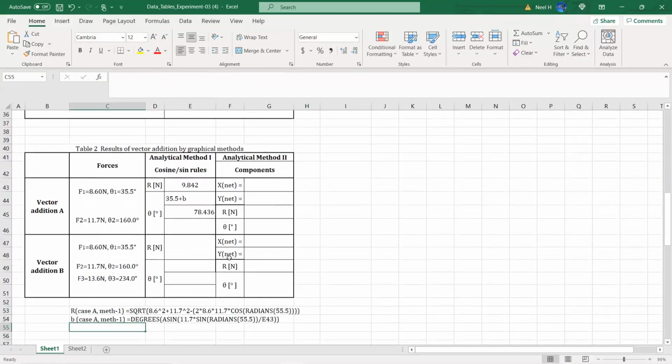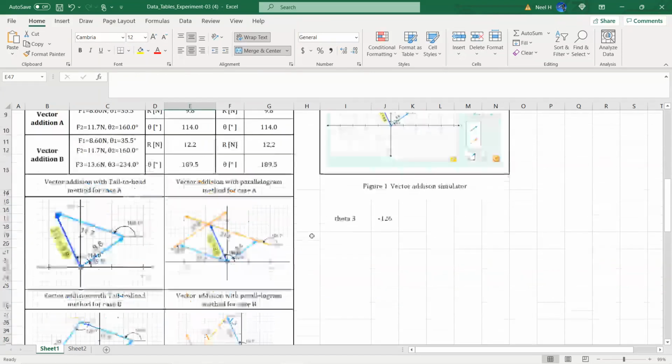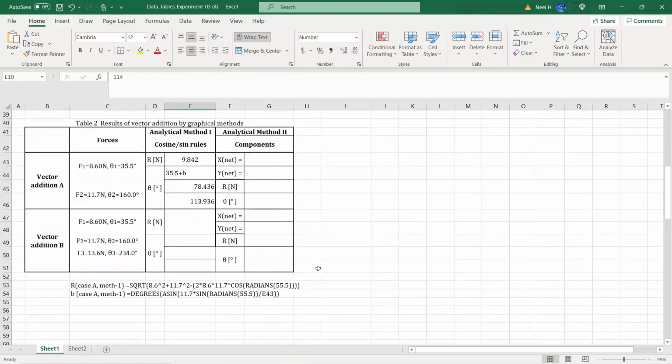All right, now to get the real direction of the theta, I have to add 35.5, right? Let's do that. Equal sign, angle B plus 35.5, we're getting 113.9. So the direction should be about 114 for case A. So you have to do these things very carefully. If not, you will not get the right answer. Okay, and also get rid of extra decimals. Maybe 3 decimals, I think you can keep that, but don't keep too many decimals. Okay. Any question, guys?